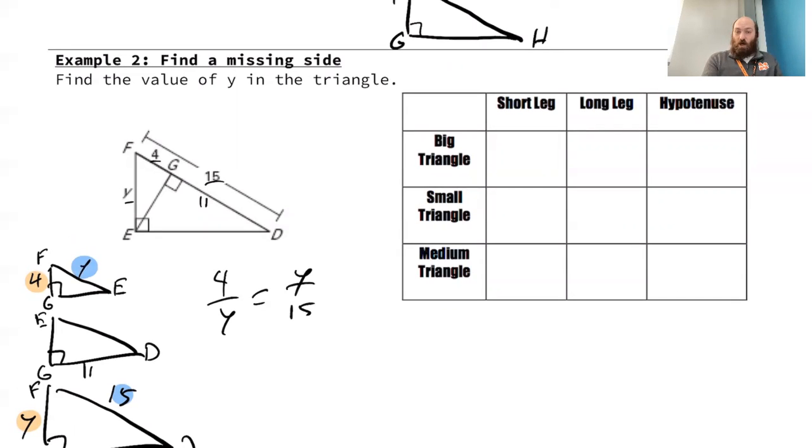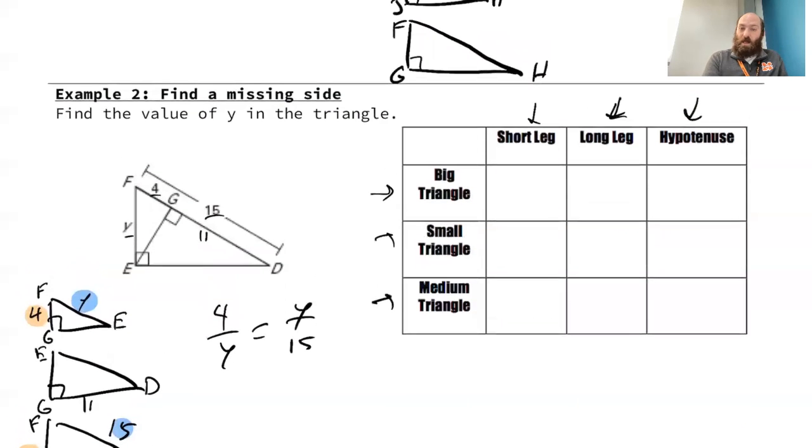But I can also do that with this chart. Notice big triangle, small triangle, medium triangle; short leg, long leg, hypotenuse. Okay, so those are my three there. It's basically a 3x3 because 3 sides, 3 triangles.